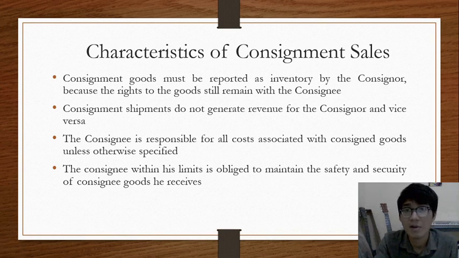The characteristics of consignment sales: Consignment goods must be reported as inventory by the consignor because the rights to the goods still remain with the consignor. Consignment shipments do not generate revenue for the consignor and vice versa. The consignee is responsible for all costs associated with consigned goods unless otherwise specified. And the consignee, within his limits, is obliged to maintain the safety and security of the consigned goods he receives.